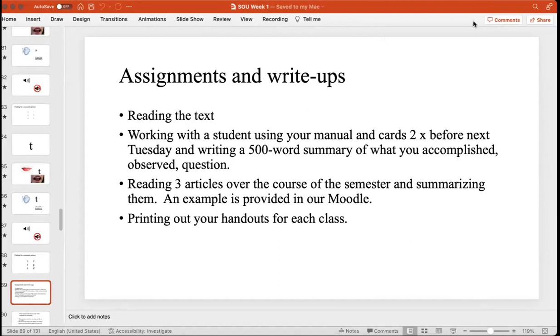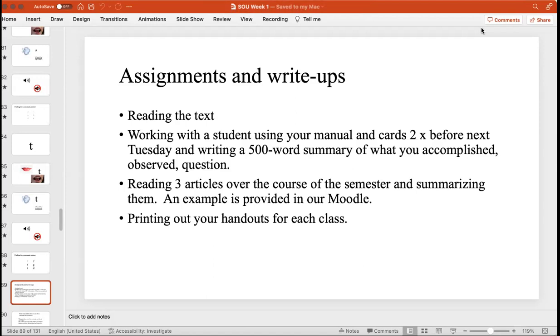Where I want to begin is with just reviewing some of the assignments so that you're really clear on what I'm expecting and how to fulfill the different parts of your credit for this class. One of the things is reading the text, obviously. Every time we're working together, we're going to be using information from the text and from the cards. The second thing that is part of your grade is working with a student and using your manual and cards 2 times before next Tuesday.